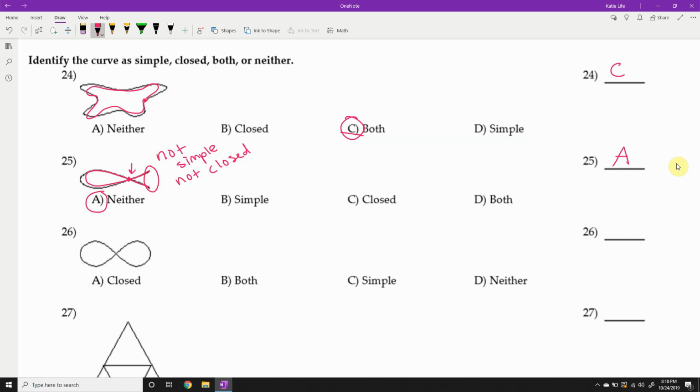Okay. In 26, we've got like the infinity symbol looking here. No matter where I start on the figure, I would definitely end up back at the same point. So it's definitely closed. But because I pass through this point more than once, it is not a simple curve. So 26 is just closed. That makes it A. 26 is A.